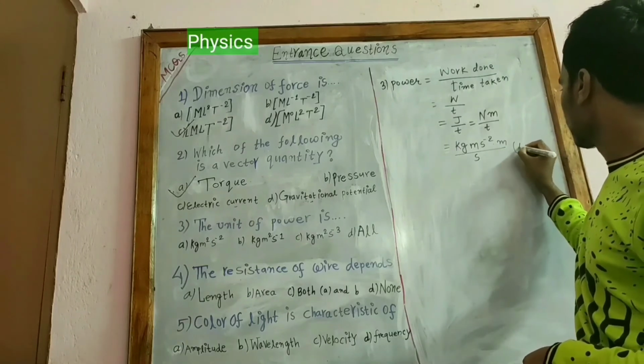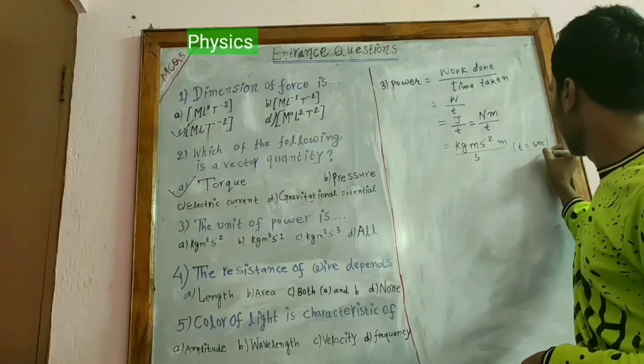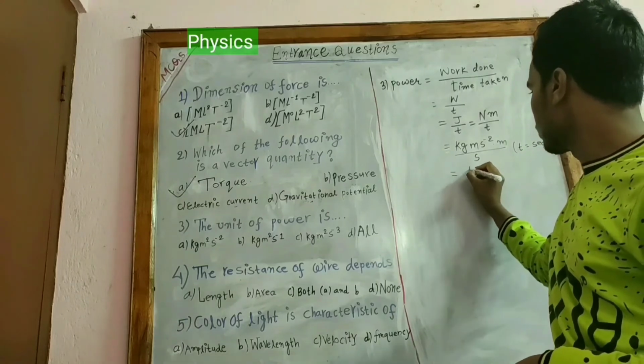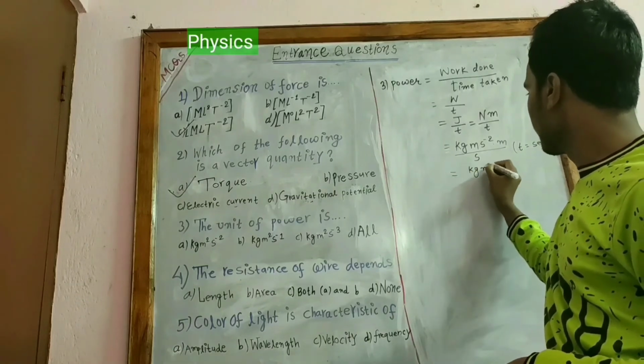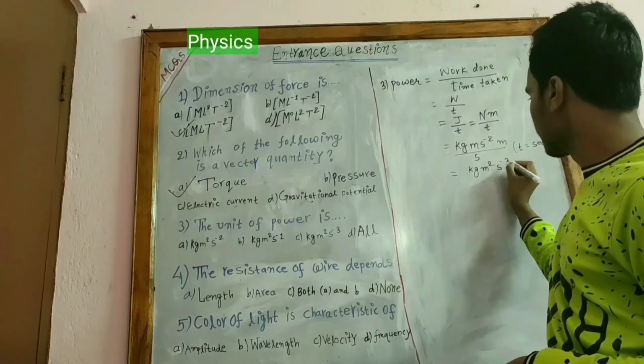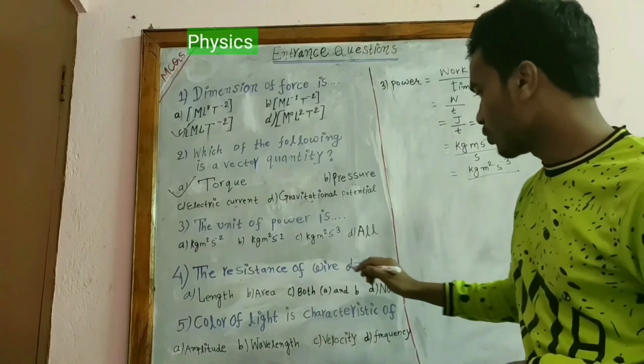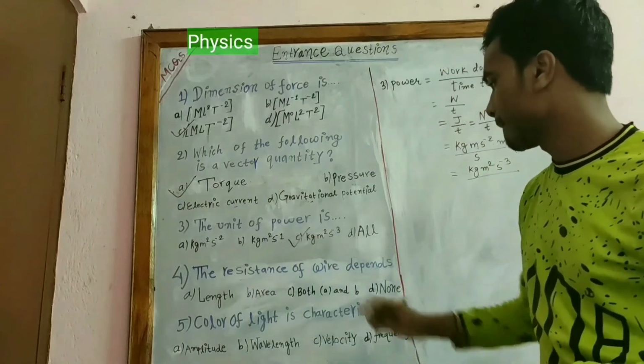Therefore T equals to second, that is equals to kg meter square per second cube. Therefore option C is the answer.